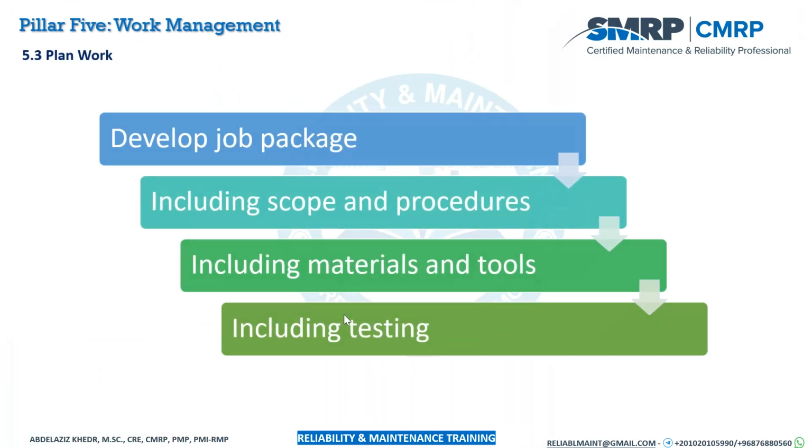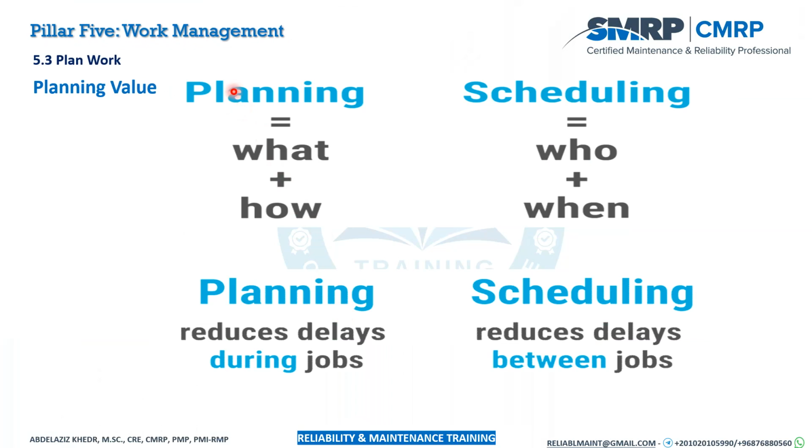Then we have planning for our job, and planning is what and how to do the job. Scheduling is who and when, and planning is to reduce delays within a specific job, like the bearing replacement for a specific pump. Scheduling is to reduce delays between jobs, for example, to make alignment for a pump motor and to change a compressor bearing. So in order to make this compromise or simultaneous operation management, you should have a scheduling function in order to optimize your time.